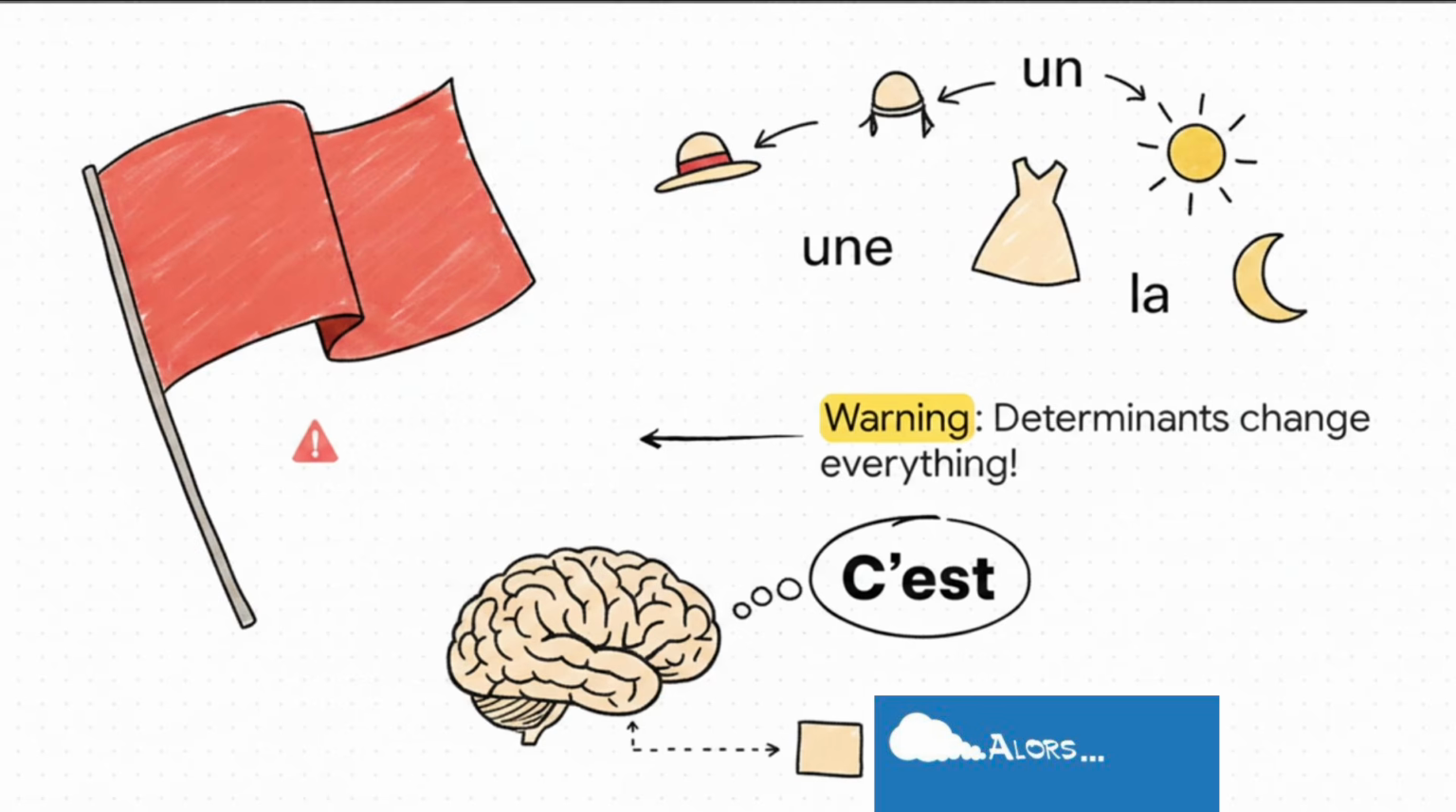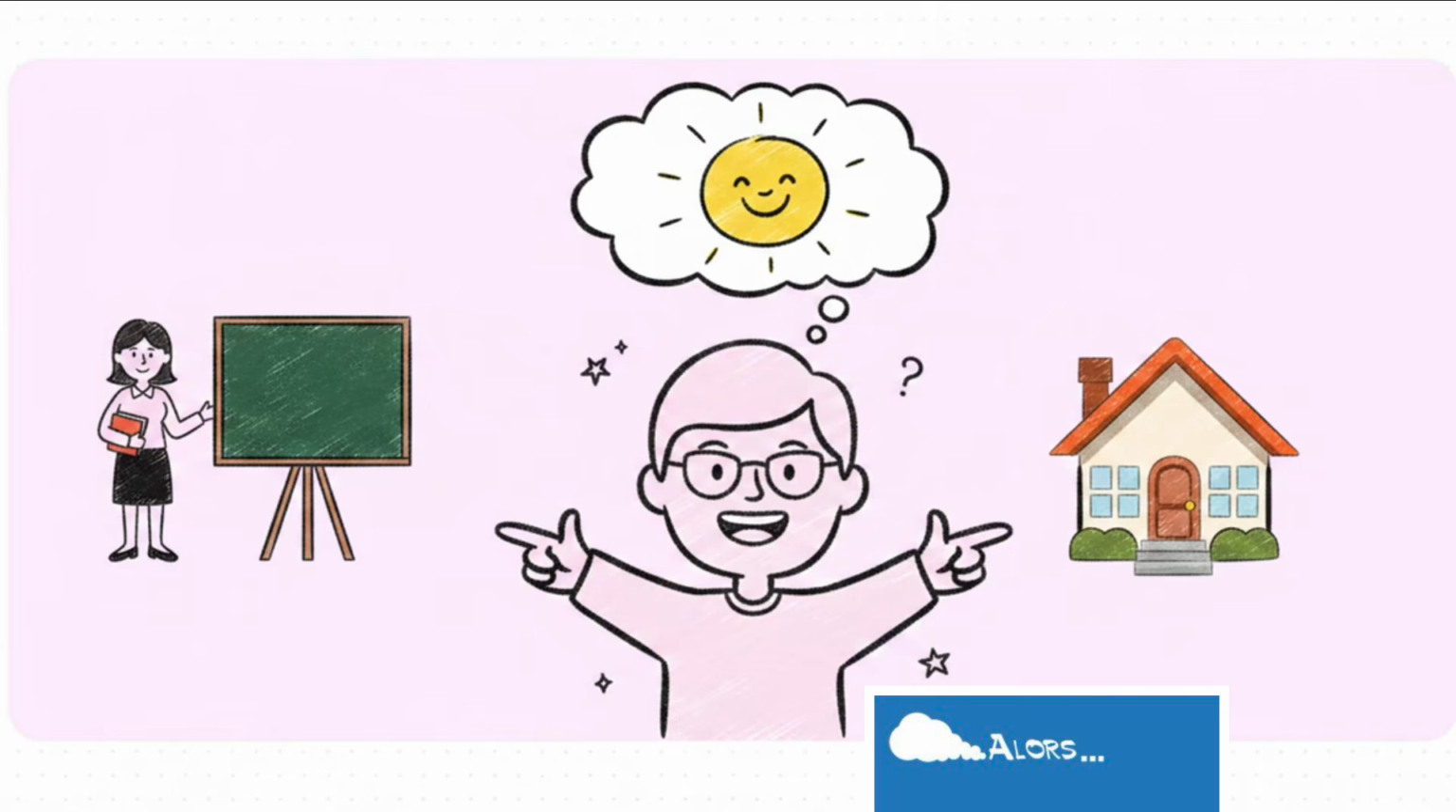C'est is typically what you need to use when the noun right after it is preceded by a determinant. You know, words like un, une, le, or la. If you see one of those little words sitting right before the noun, your brain should automatically just grab c'est. Because of those little determinants, c'est is naturally used to introduce, point out, or identify someone or something. Take c'est un professeur, for example. He is a teacher. See that determinant un right in there? Or c'est une belle maison.